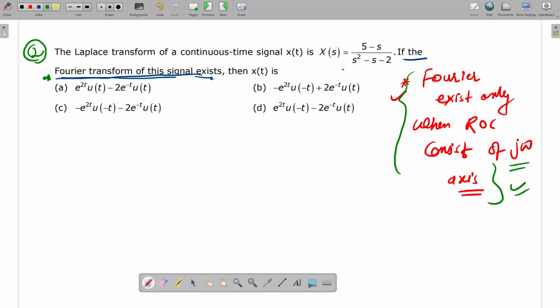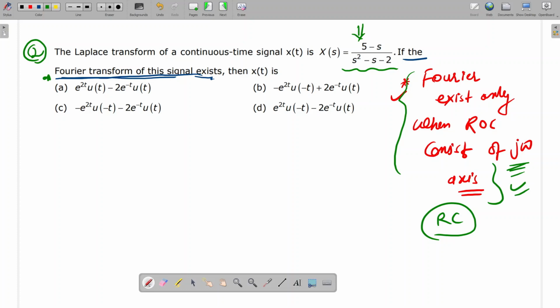Now what will be the x(t) value we have to calculate? I am giving you 2 minutes of time. You can try and find the answer. If we normally apply the Laplace transform, then we'll find an incorrect answer. So we should apply the ROC concept. It should consist of the j omega axis, then only that option will be correct. So I'm giving you 2 minutes of time.